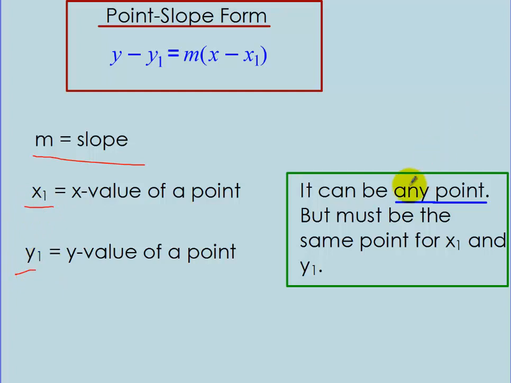Note, it can be any point on that line, but it must be the same point for the x1 and y1. You can't choose an x from one point and a y from a different point. It must be the same point, like a point in the ordered form x sub 1, y sub 1. It'll look like it's in that format and you plug them in.